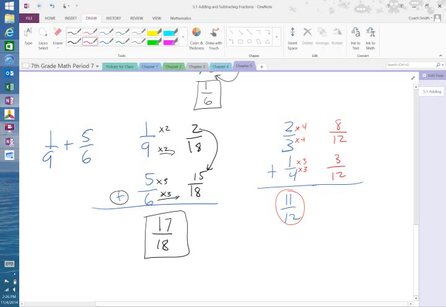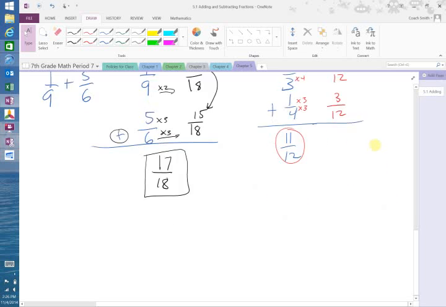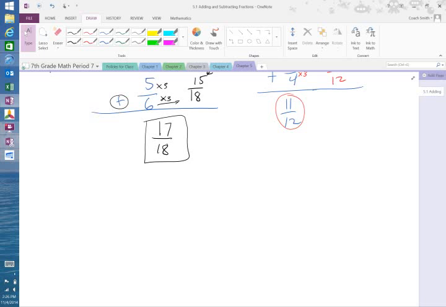Okay, and there obviously you can't reduce 11/12 because there's no common factors with 11 and 12 besides 1. And obviously, if we divide by 1, it doesn't have any effect on the number itself. Let's look at this one. 7 over 12 minus 5 over 18.